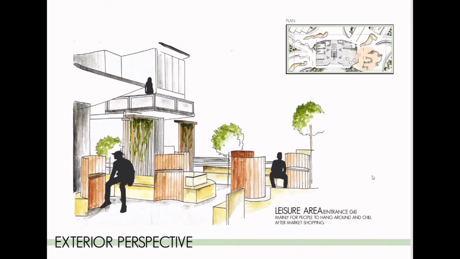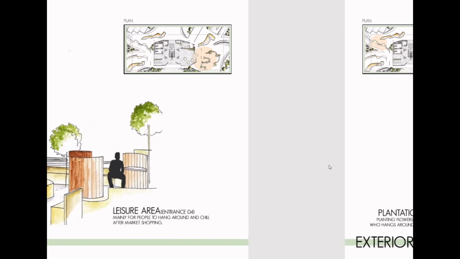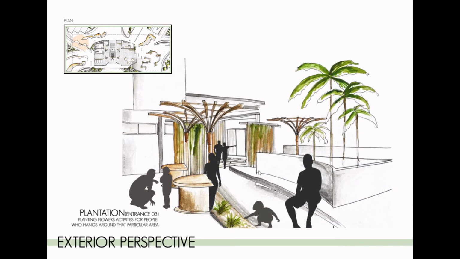This is the exterior perspective, which is located at the entrance 4, where people will actually hang around here and sit on the benches. And this is a plantation area for floral, which is located near the entrance 3.